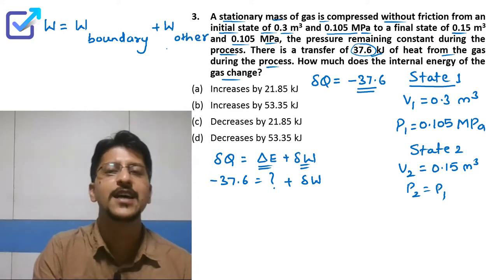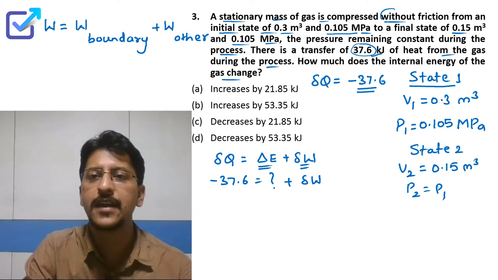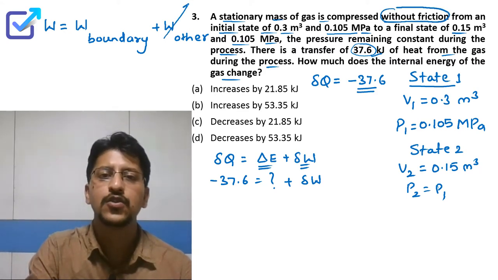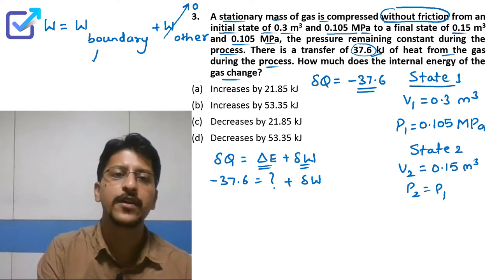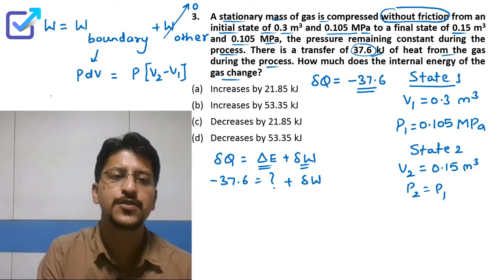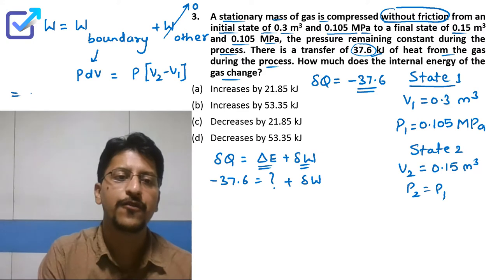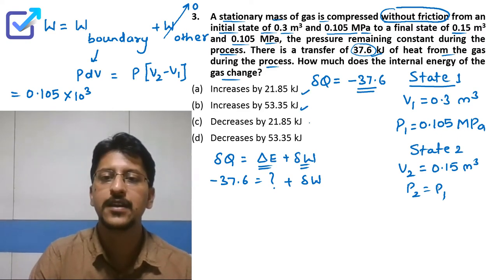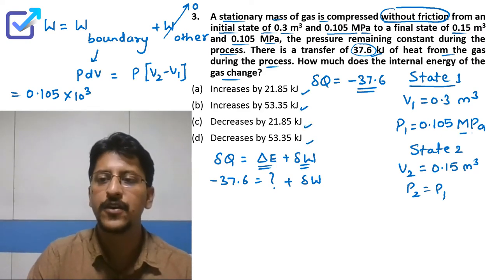Since no other work has been mentioned here, and it is also written that it's without friction, there will not be any effect of friction either, so this can be taken as zero. And boundary work is given by P dV, where P is the constant pressure and dV is the change in volume. So this can be taken as P into V2 minus V1, that is the final volume minus the initial volume. So just substituting the values here, we have the value of P as 0.105. But it will be taken in kilopascal because all your answer values are in kilojoule, and this value has been given to you in megapascal.